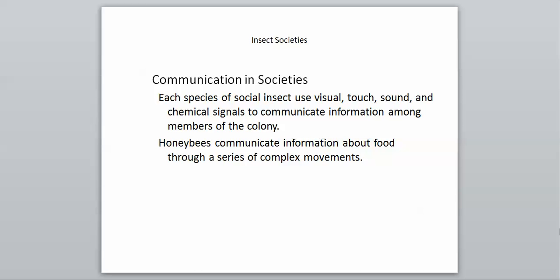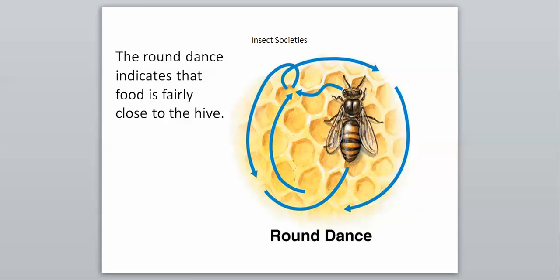One interesting example falls within honeybees, and they communicate information about food through a series of complex movements. One way they do this is by what they call dancing. The first dance is called the round dance. When a honeybee gets to the colony, they carry out a very specific set of movements, and when they do the round dance, it indicates that food is fairly close to the hive. So it's saying, hey guys, you need to go out and find this food.